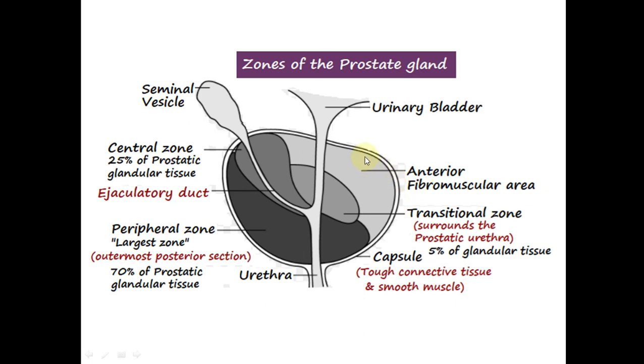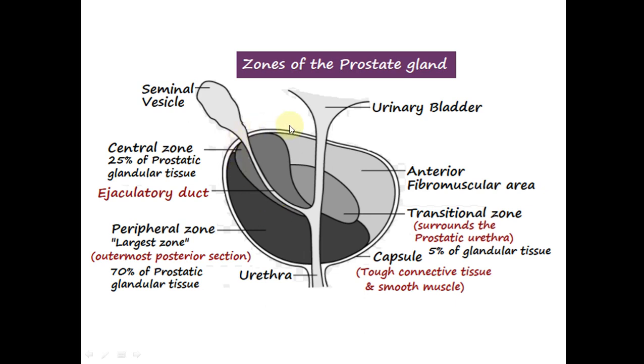The prostate is divided into different zones. The largest zone is the peripheral zone, which is the outermost posterior section, and it contains about 70% of the glandular tissue. The prostate gland is mainly composed of glandular tissue and the supporting tissue or connective tissue, which is composed of smooth muscles and fibrous tissue.